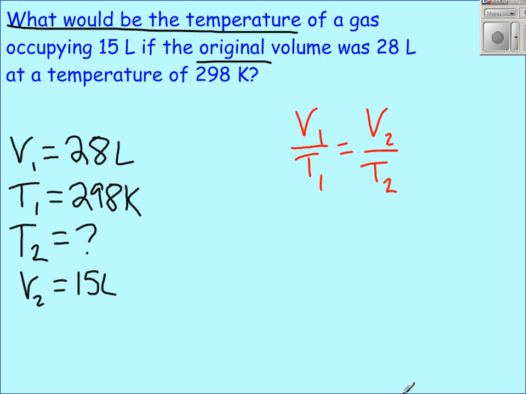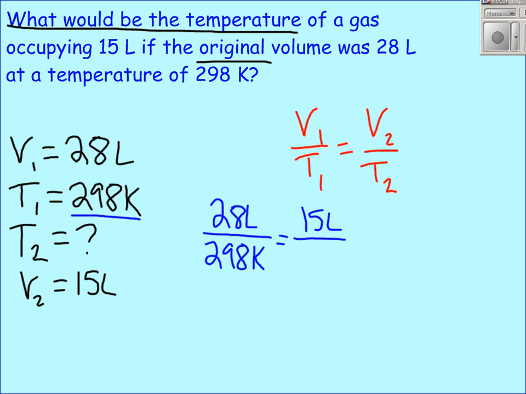Now, let's go ahead and plug in the information. My initial volume, or V1, is 28 liters. My initial temperature is 298 Kelvin. Since it's already in Kelvin, I can go ahead and just plug that into the equation. That's equal to my V2, which is 15 liters, over my T2, which is what I'm solving for.